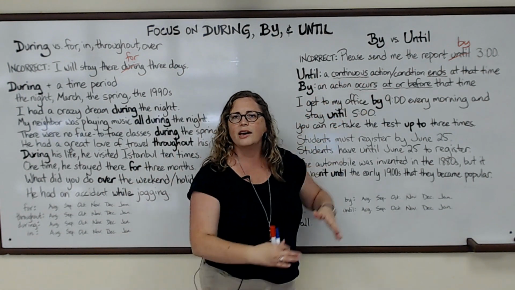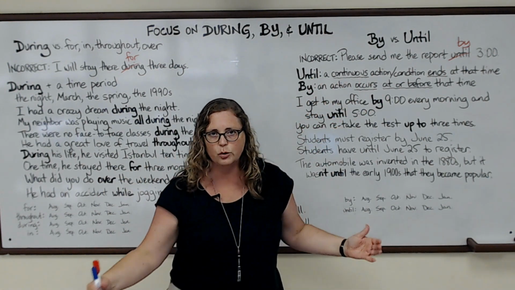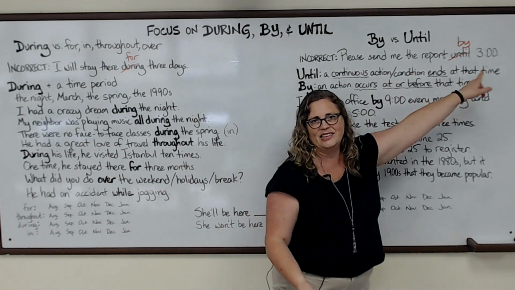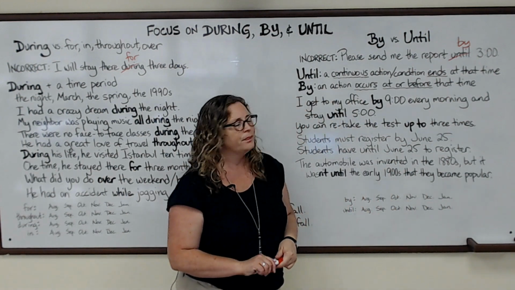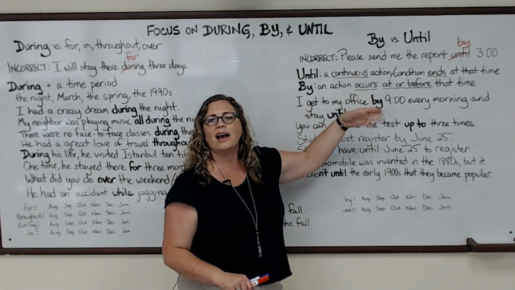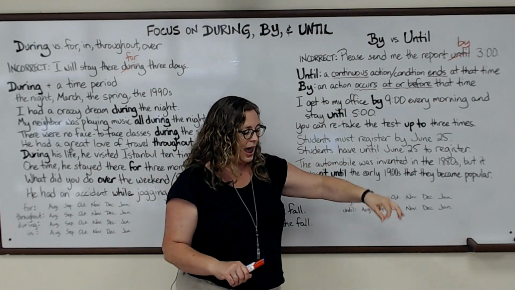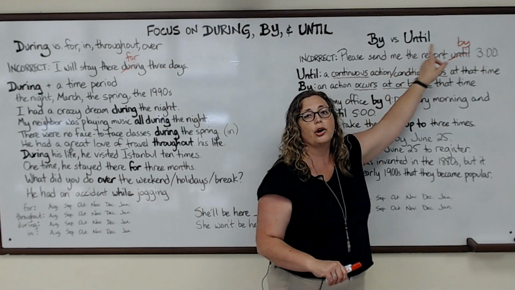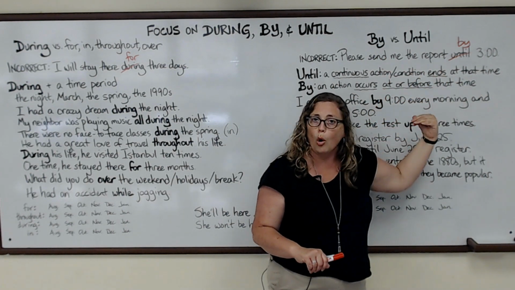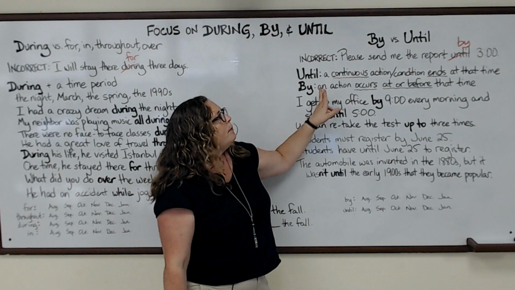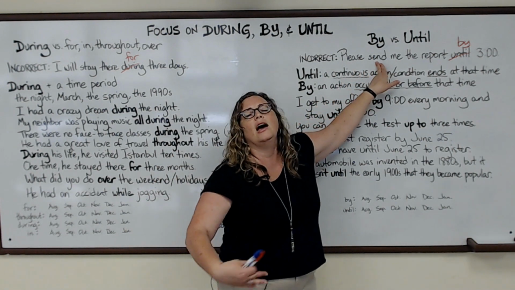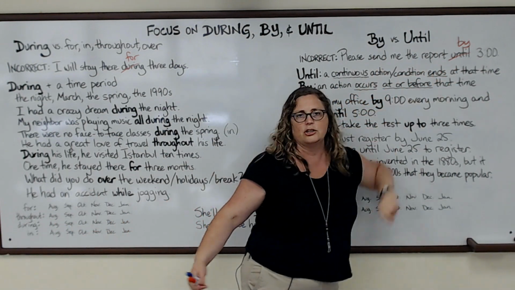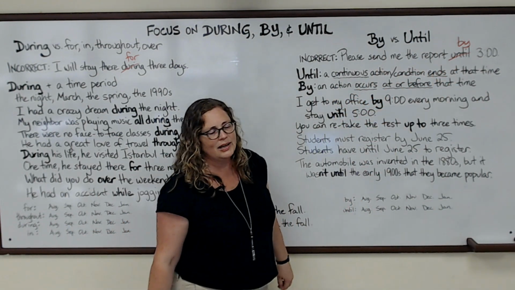Until is for a continuing action or condition that ends at a time. By is for an action that occurs at or before a time. This action needs to occur at 3 o'clock or before. But you are not sending it continuously and then you finish at 3 o'clock. That's not the meaning we want.